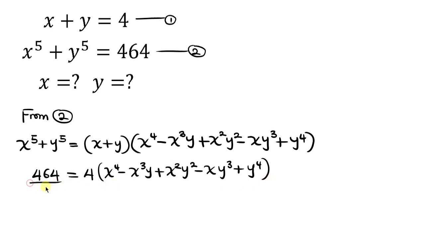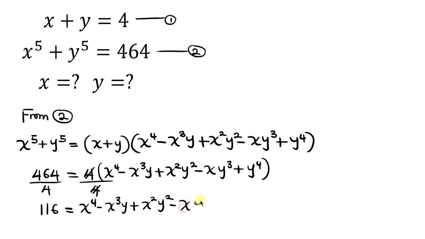Our next step will be for us to divide both sides by 4. So I'll divide the left hand side by 4. I'll also divide the right hand side by 4. So 4 here can cancel off this 4. And 464 divided by 4 is 116. So this is equal to what I have remaining here: x to the 4th minus x cubed y plus x squared y squared minus xy cubed plus y to the 4th. So let's call this equation 3, since we've already got equation 1 and 2.